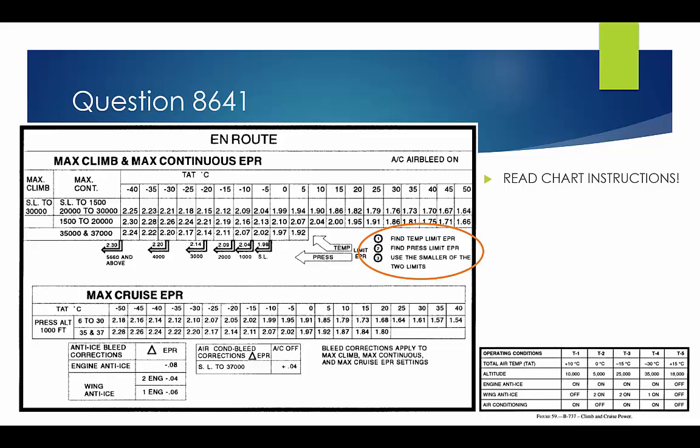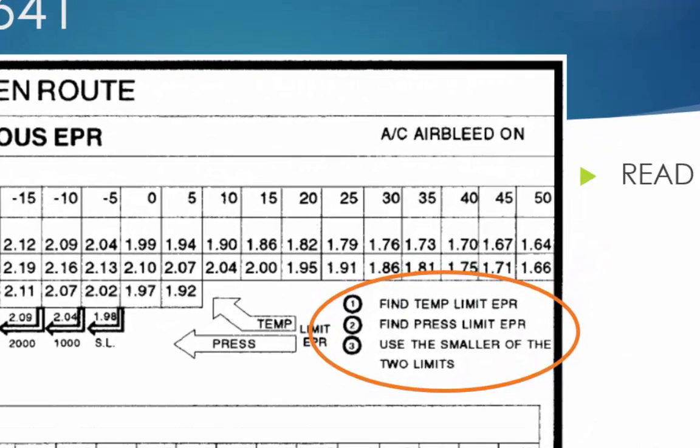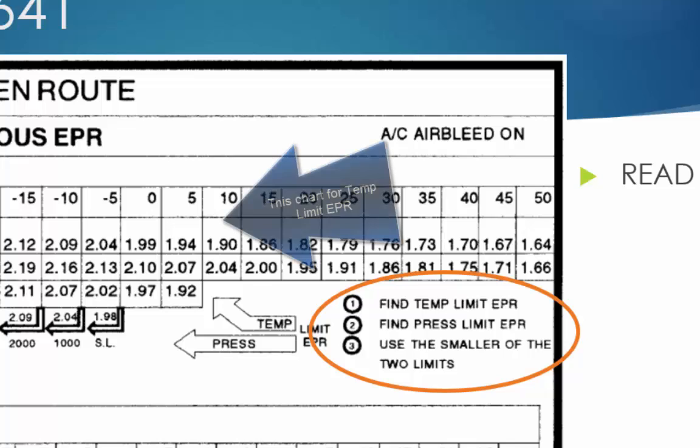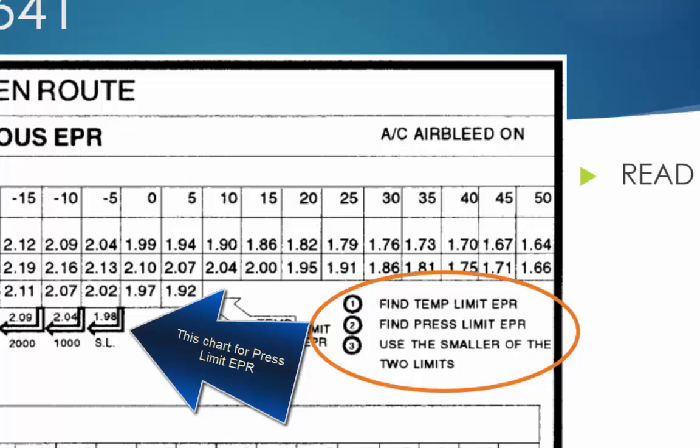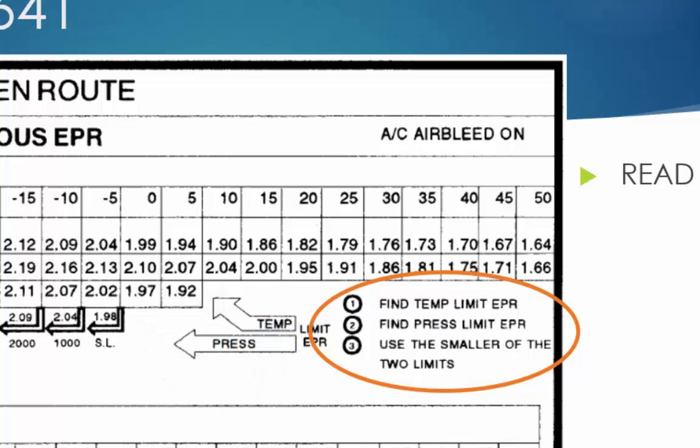Number one, it tells us to find the temp limit EPR. EPR is engine pressure ratio. So first we're going to find our temp limit EPR. Next step is to find the pressure limit EPR. And then we use the smaller of these two limits. That is where any corrections would be applied, to the smaller of the two limits.